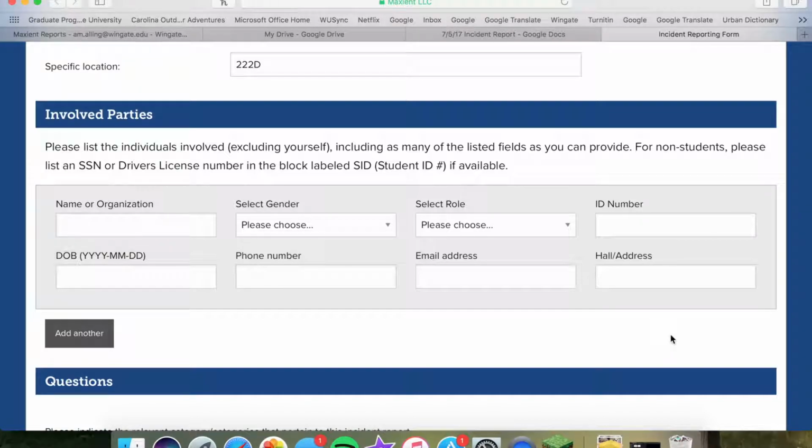If they are not a Wingate student or resident, please try and still take a picture of their driver's license. Afterwards, be sure to erase all the photos from your phone once everything in the report has been submitted.